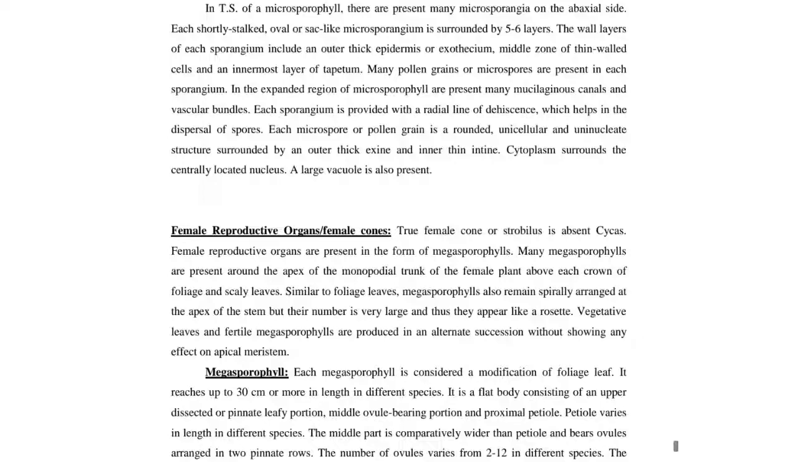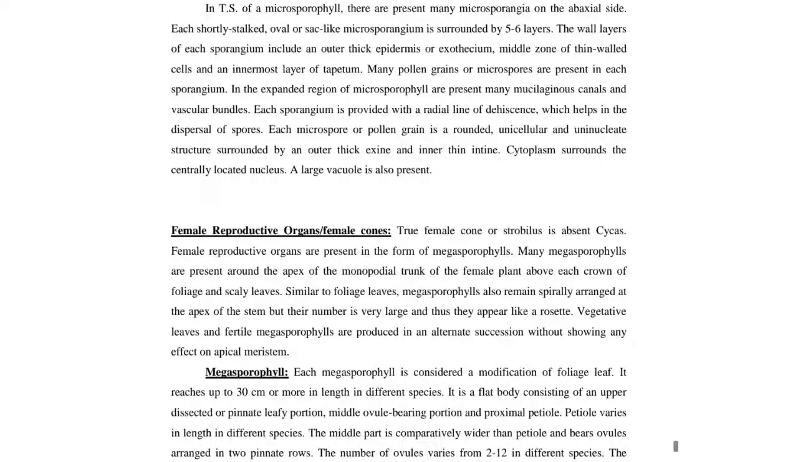Female reproductive organs. Female cones. True female cone or strobilus is absent in Cycas. Female reproductive organs are present in the form of megasporophylls. Many megasporophylls are present around the apex of the monopodial trunk of the female plant above each crown of foliage and scaly leaves. Similar to foliage leaves, megasporophylls also remain spirally arranged at the apex of the stem, but their number is very large and thus they appear like a rosette.